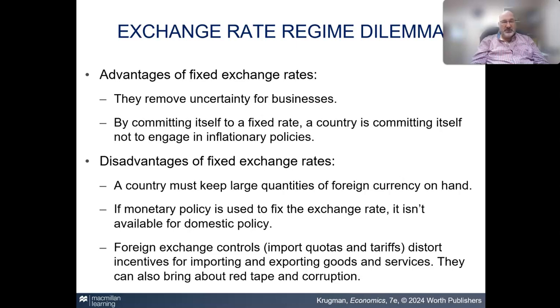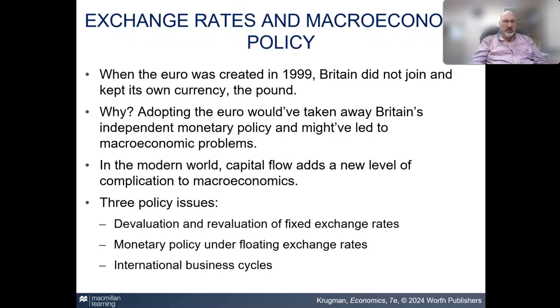And if monetary policy is used to fix the exchange rate, it isn't available for domestic policy. If it isn't available for domestic policy, some other stuff can just get out of hand. You've seen that in previous chapters. And foreign exchange controls, import quotas, and tariffs distort incentives for importing and exporting goods and services. They can also bring about red tape and corruption. So you got all kinds of issues there.